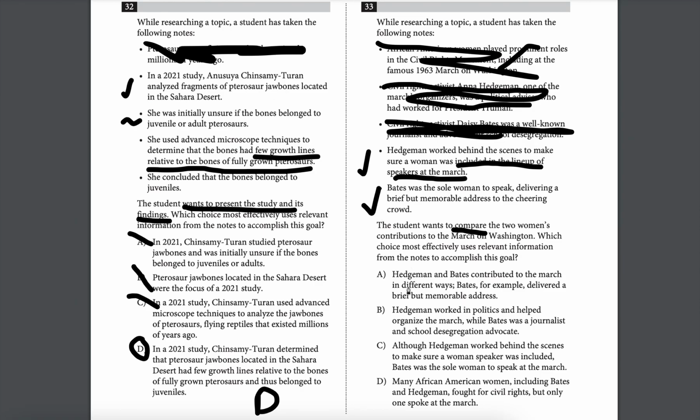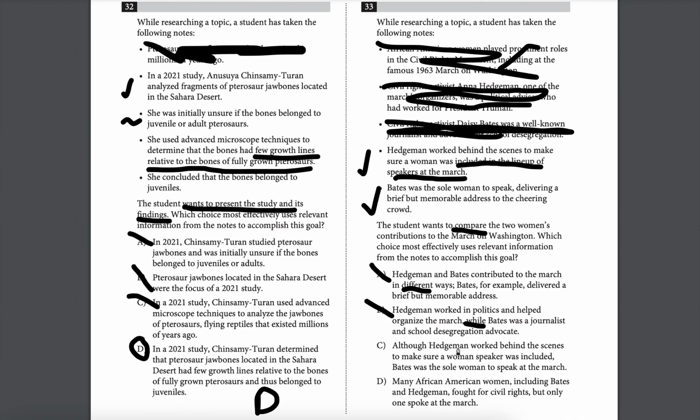So let's look at A. Hedgeman and Bates contributed to the march in different ways. So obviously it says different, so they're going to contrast things. We want to compare them, so A is going to be wrong. And we can read the rest of the question. Bates, for example, delivered a brief, but it doesn't even talk about Hedgeman. So A is wrong. Hedgeman worked in politics and helped organize the march, while Bates was a journalist and school desegregation advocate. Since it says while here, we know they're also contrasting, so it also doesn't talk about Bates's contributions to the march, so B is definitely wrong.